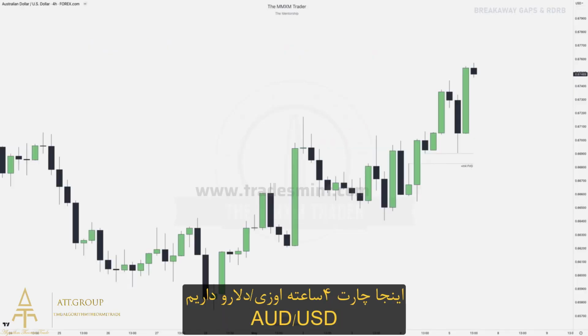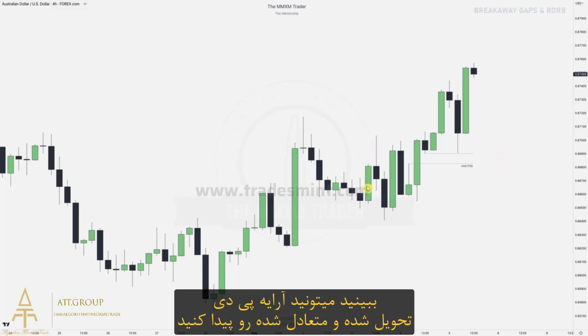We've got an Australian dollar, US dollar 4-hour chart, and now take a look at this piece of price action, and can you spot that redelivered, rebalanced PD array?